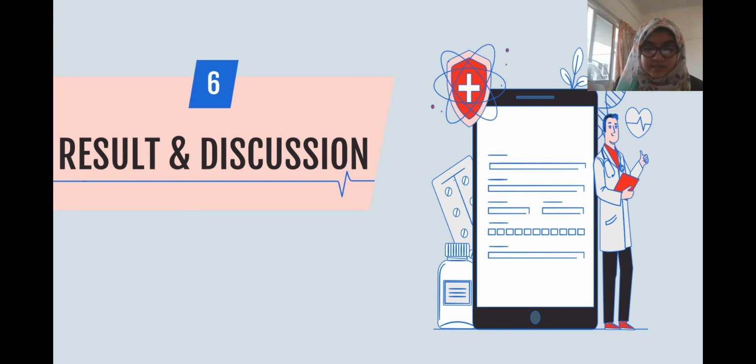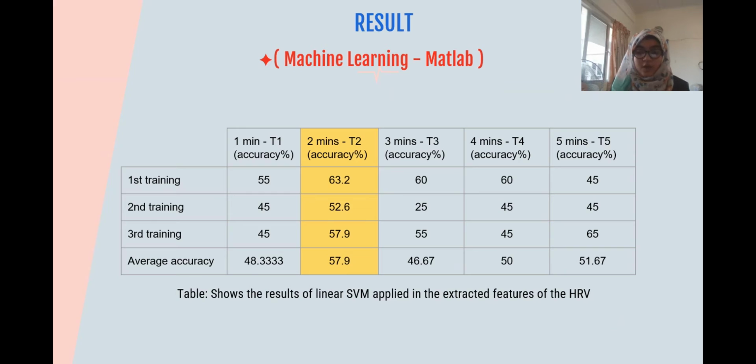Now for our results and discussion. For our results, we have accumulated all the data we obtained in this table. The column shows all the 5 different time intervals, and the horizontal row shows the results obtained in each training session. Finally, the average accuracy was calculated and noted in the last row, and it was seen that the T2 showed the highest level of accuracy.